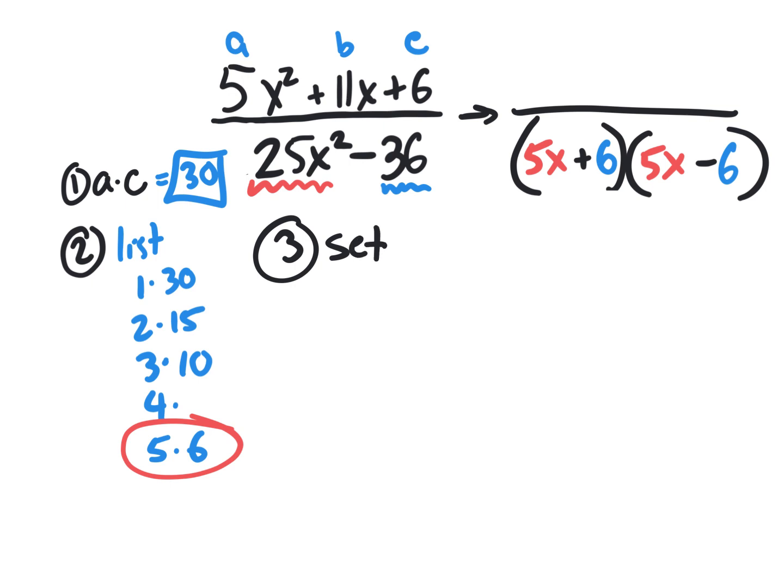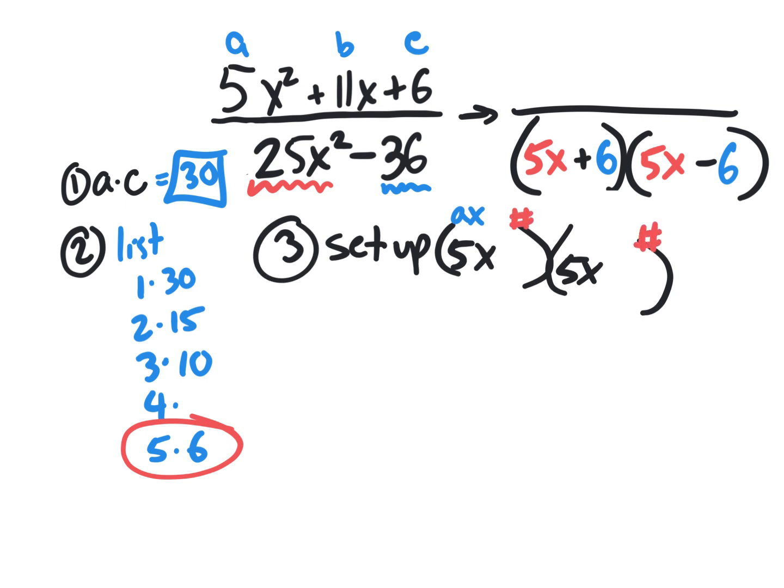Step 3 is the setup, right? And what goes in the first part of your binomial? The ax. And what goes, 5x. All right, great. So I'm going to write down the 5x. And what goes in the second spots? The numbers, right? What numbers? These numbers right here from step 2. So that goes up here. 5 and 6. So plus 5 plus 6.